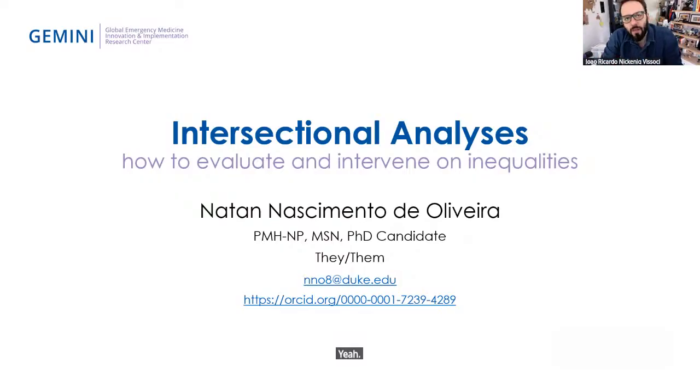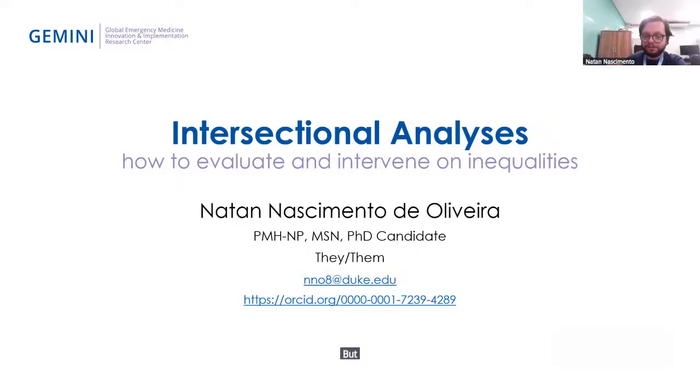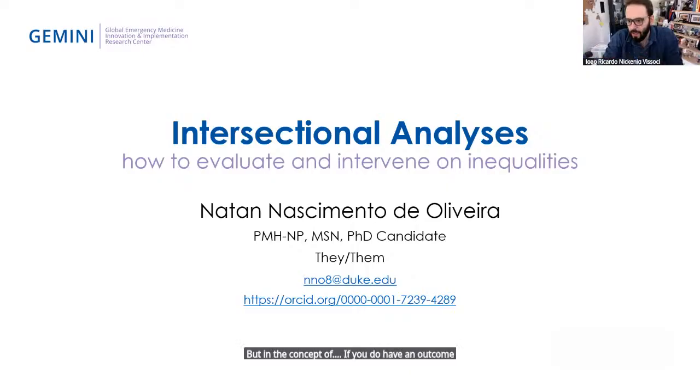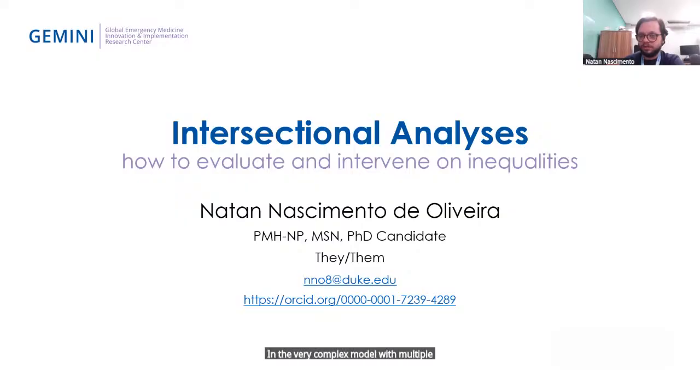Yeah, a quick follow-up to that, and then Catherine has a comment. I want to invite you to think about latent class not necessarily as an analysis of psychometric outcomes, but in the concept that if you do have an outcome you're studying and you pass that through some sort of unsupervised learning, phenotyping, or whatever, that includes the outcome as part of the traits to find the similarities. This might be a way to address this confounding aspect that talks more about intersectionality than adjusting for confounding in a very complex model with multiple layers. I think it's something important to think about.